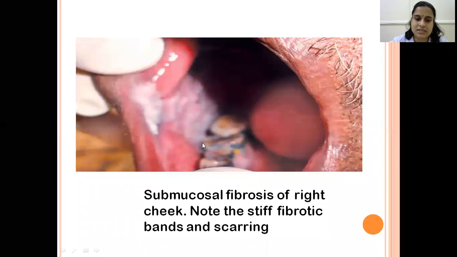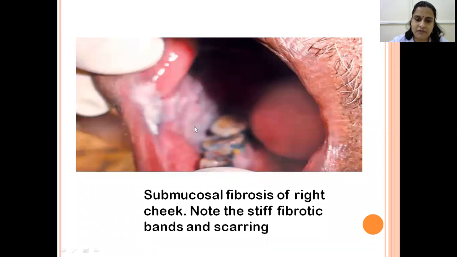See here, this is submucosal fibrosis of the right cheek. There are stiff fibrotic bands and also scarring. This is how it is seen.